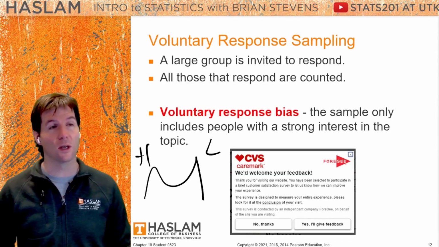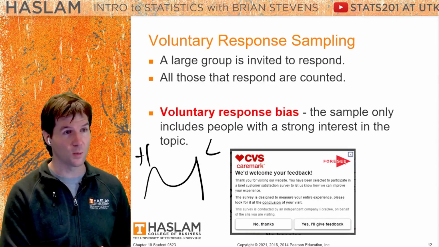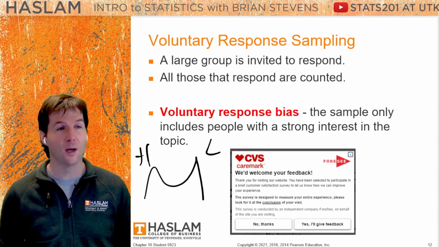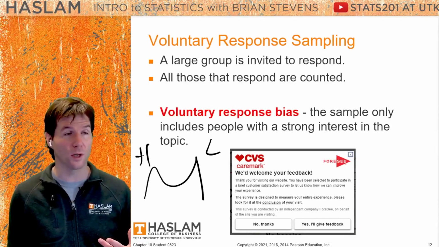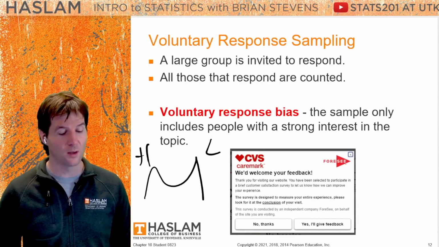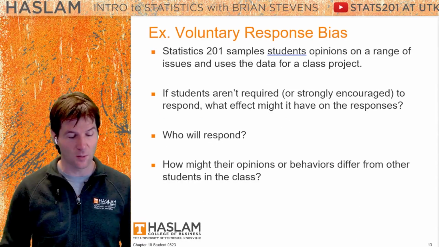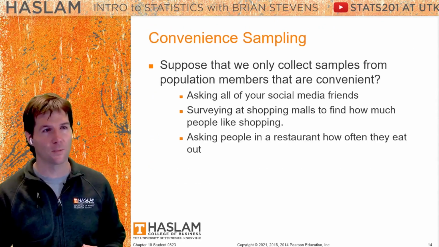So this is not going to let us understand the true experience at the restaurant, because the people who volunteer their experiences have more of a strong opinion, whereas the population that comes to our restaurant is not well represented by only the people with strong opinions. Some more voluntary response bias examples right there, but we'll go to the next one, convenience bias.